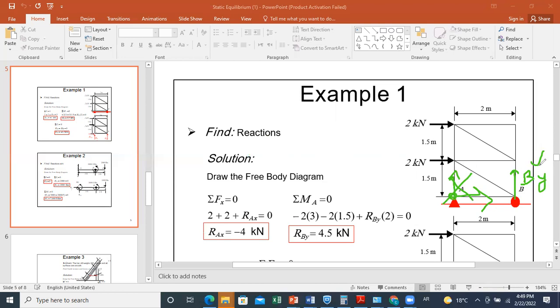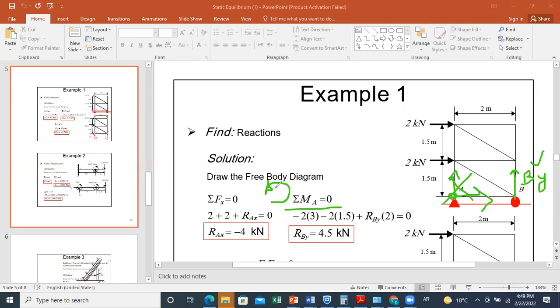Okay, now how to get BY? We write sum of moment about A equals to 0. And as I told you before, whenever you want to write sum of moments about a point equal to 0, you should select a positive direction. You can take it as you like. You can take the clockwise as positive, or you can take the counterclockwise as positive. Now, whatever you decide, you should put it near your equation.